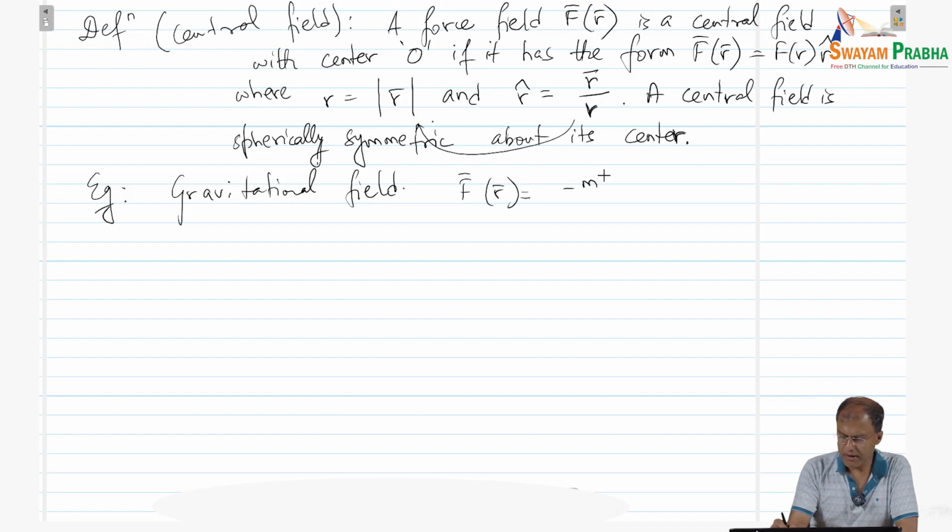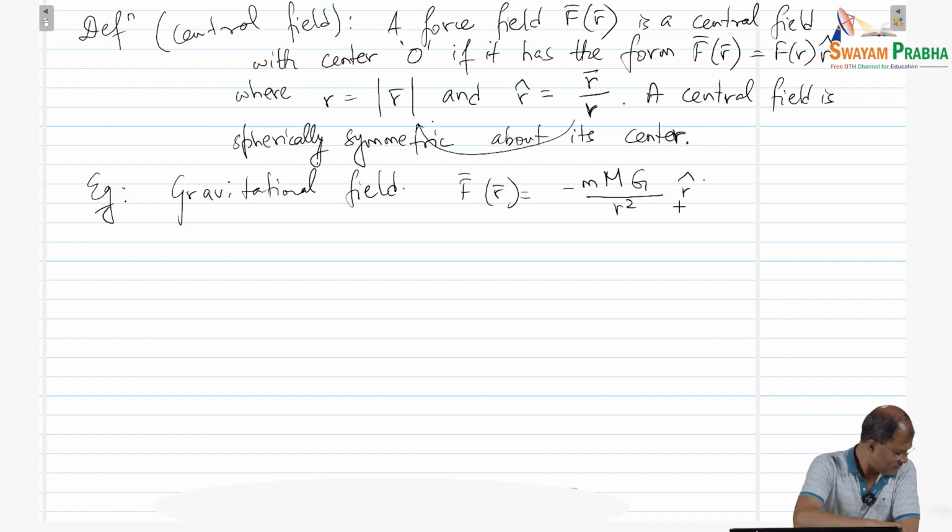This is minus m capital M, where m and capital M are the masses of the two bodies under consideration, times the universal constant G divided by r square, r hat. Okay, so this is a radially symmetric field. Okay, so then let us quickly try to summarize. First, we will try to summarize the motion of the bodies in a central field, right?